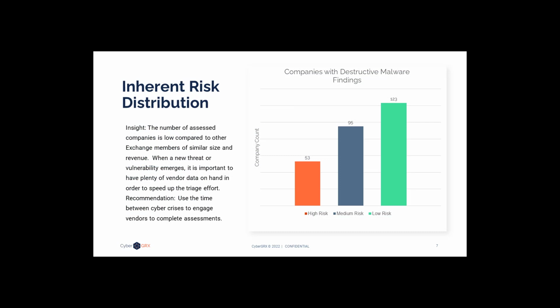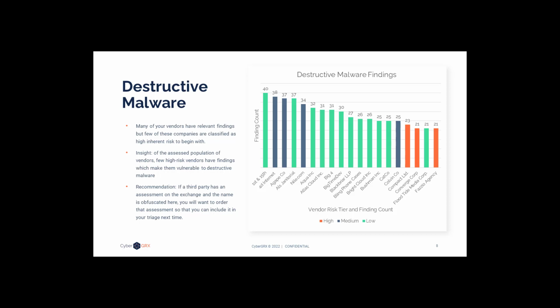The chart illustrated here shows a distribution of third parties in your portfolio by inherent risk who also have related findings. For example, while Acme's portfolio very likely has many more than 53 high inherent risk third parties, only 53 of them had both completed assessments and control findings that are related to the defense of Whispergate and Hermetic Wiper destructive malwares. This chart shows the vendors in your portfolio with the most related control findings. Only 3 of them are rated as high inherent risk, but don't be lured into a false sense of security.